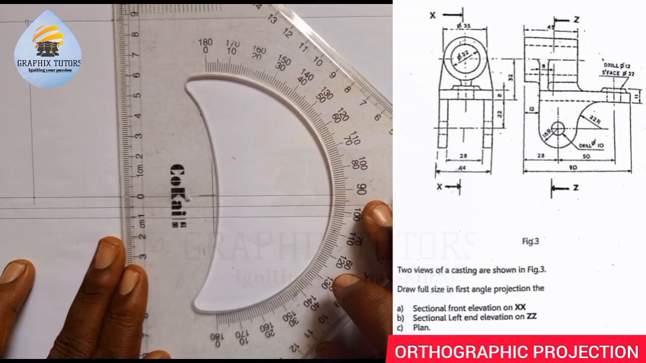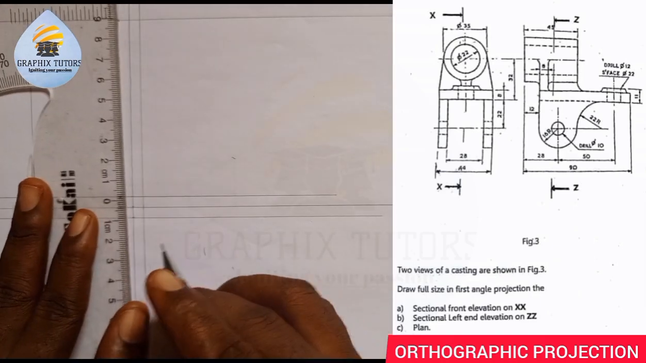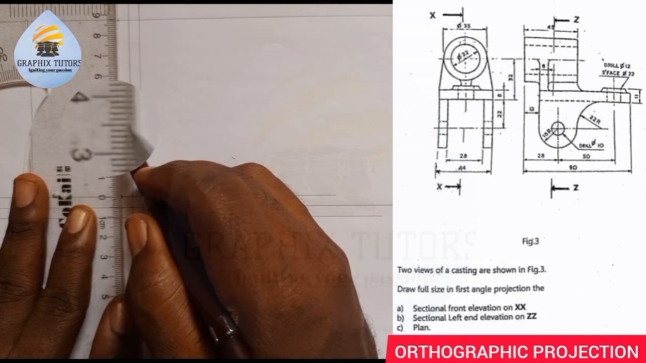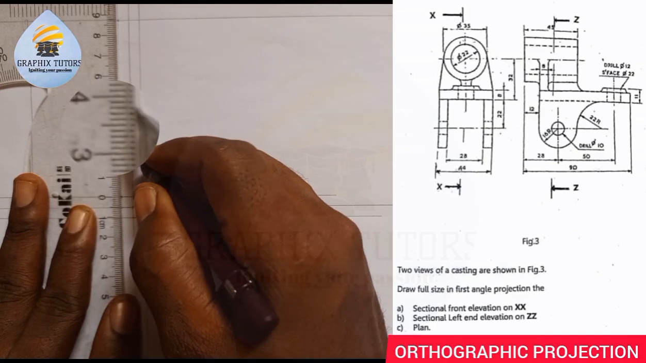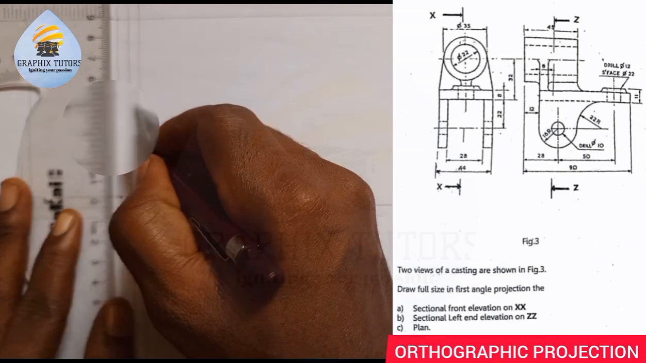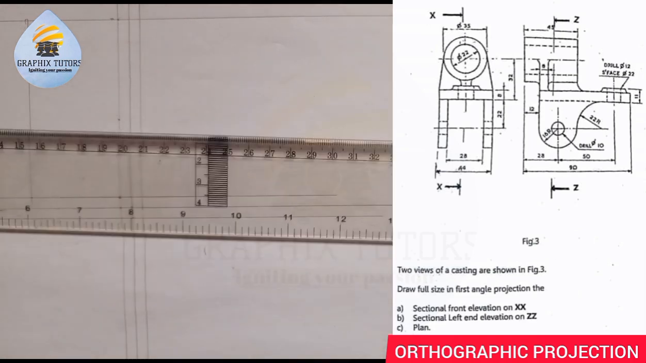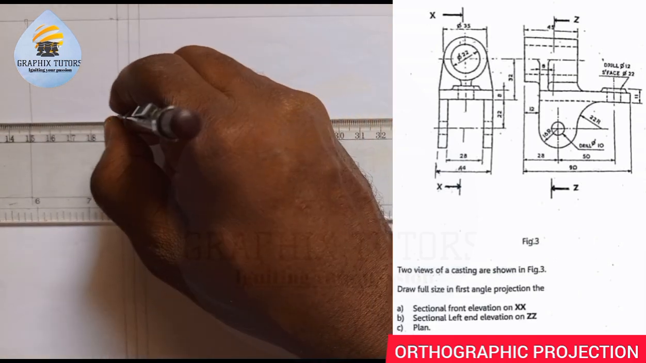From 0 here, 30, 35, 36, 37, 38 here. Hope you can see that. And that 38 I just measured there will be the base. I'll thicken it out. I'm going to thicken it out this way.